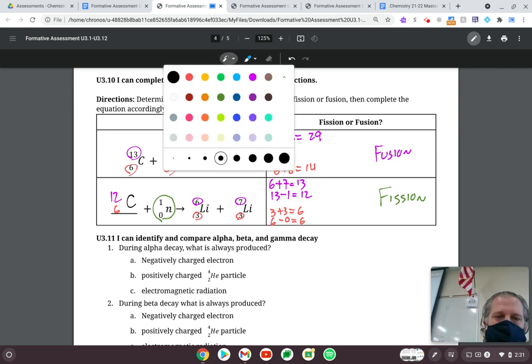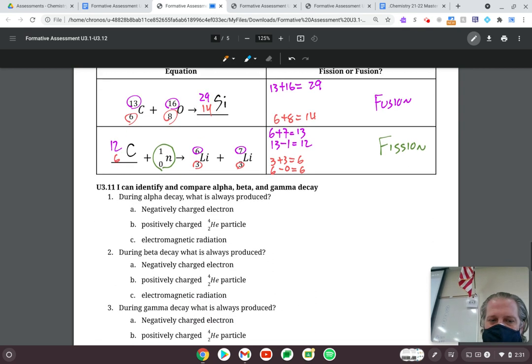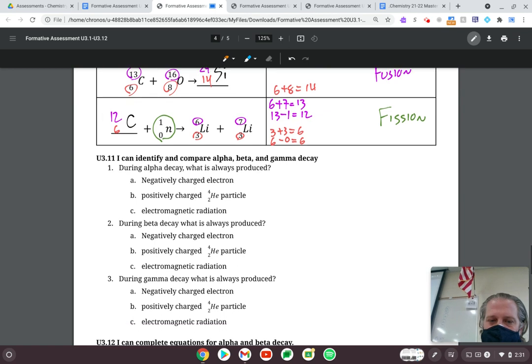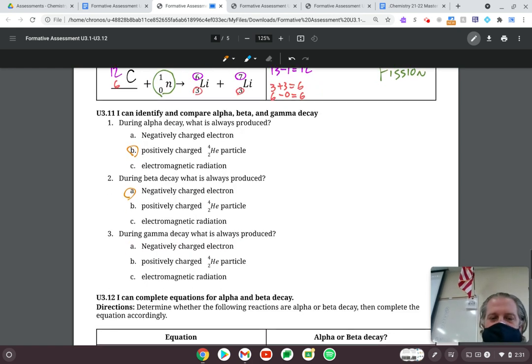Woo. All right. Then we have, during alpha decay, what is always produced? Well, a positively charged helium is always produced. During beta decay, what is always produced? Well, a negatively charged electron is always produced. During gamma decay, what is always produced? Well, electromagnetic radiation is always produced. Too fast? Are we good?